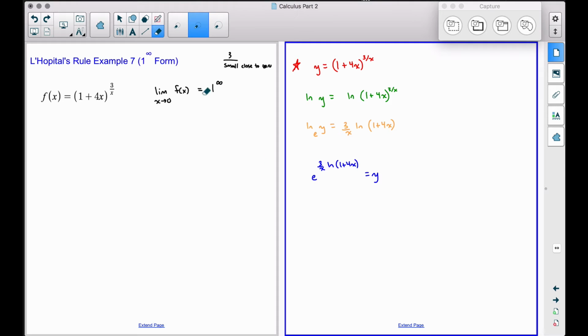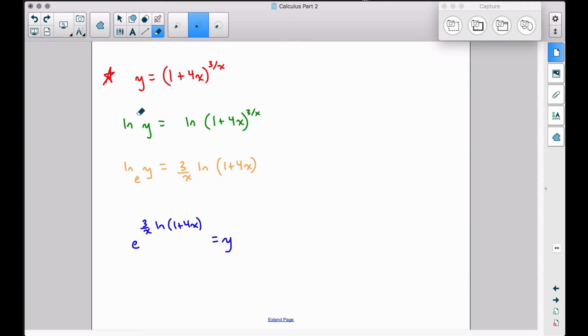Now what we have to do with this particular problem is the following. Let's take this function here, 1 plus 4x all to the 3 over x power, and I'm setting it equal to y. And what I'm going to do with this is take the natural log of both sides, as I've done right here in green. When we take the natural log of something raised to a power, we can pull that power down in front of the natural log. That's what we have right here.